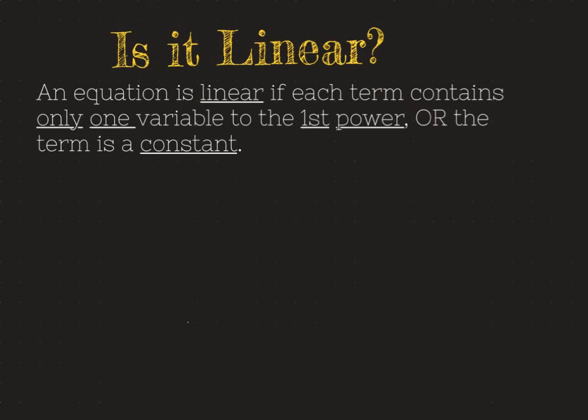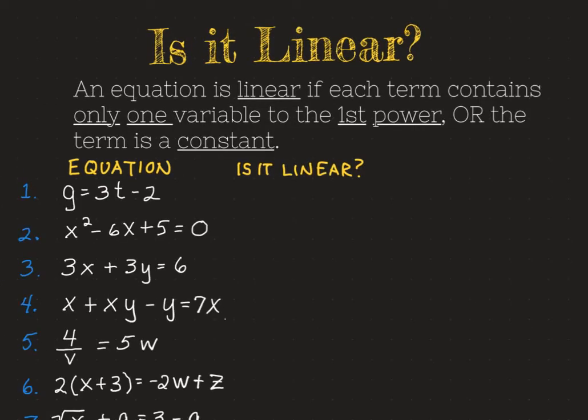Contestants will please remember that an equation is linear if each term contains only one variable to the first power or the term is a constant. I will present you with 7 equations. Please record on your answer sheet at home whether or not each equation is linear. Ready? Begin. Number 1, g equals 3t minus 2.